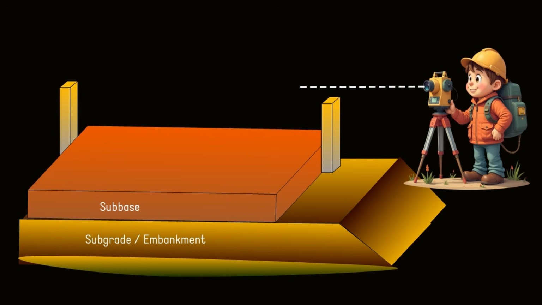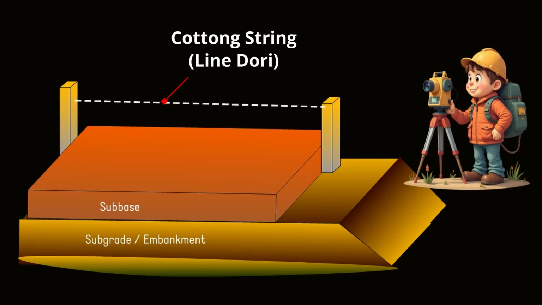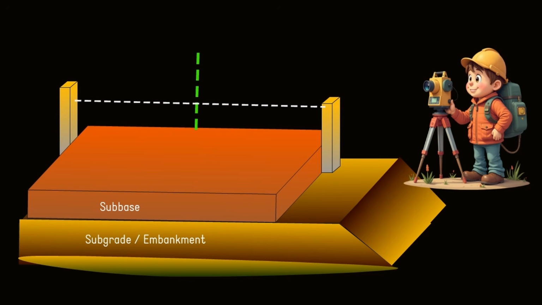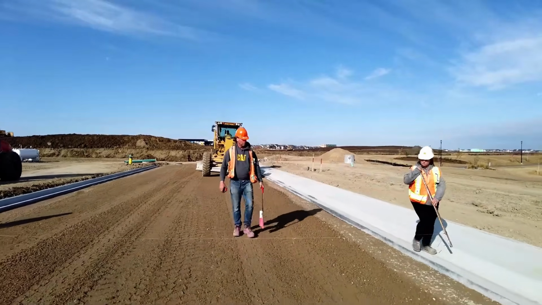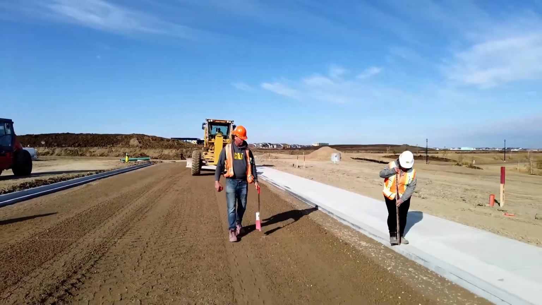After rough initial spreading, a cotton or nylon string, known as line dory in Hindi, shall be stretched between the control pegs on both sides. The height of the string from the bed surface shall be measured at a fixed horizontal offset. Based on these measurements, the grader operator shall be instructed to carry out cutting and filling at each point.